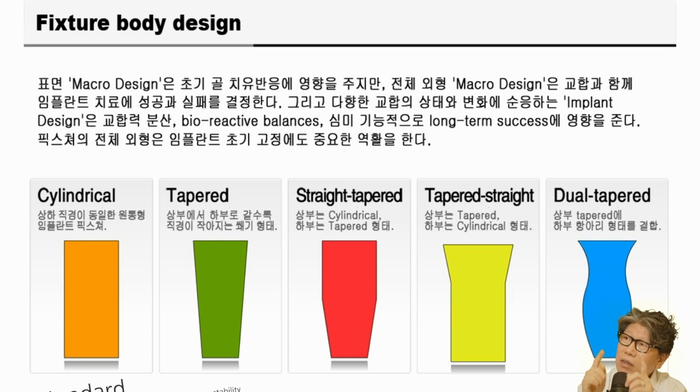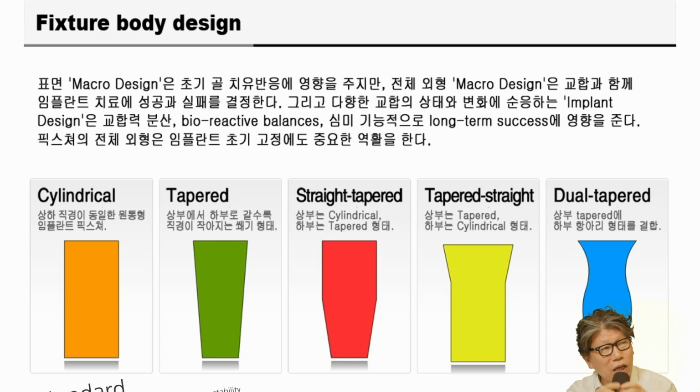From the left, we have cylindrical, tapered, straight, tapered straight, and dual taper. The surface macro design affects the initial bone healing response, and the overall shape macro design determines the success or failure of implant treatment along with occlusion. This means that the shape plays a very important role.